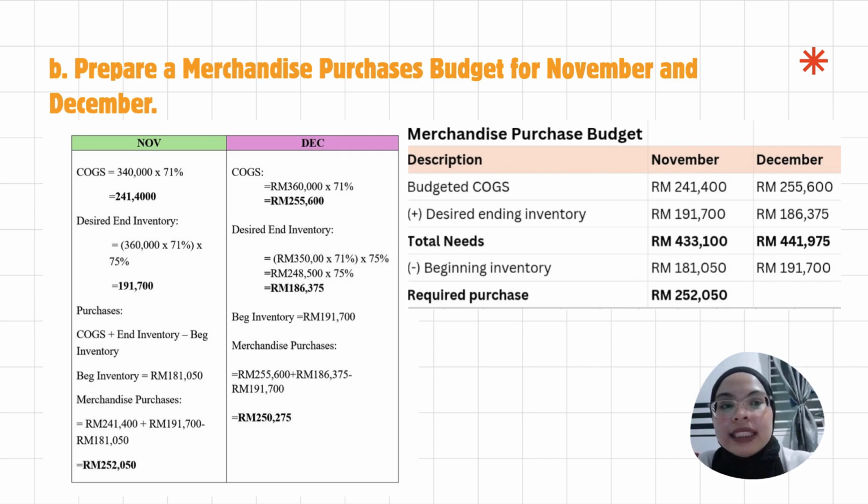Why do we add the desired ending inventory and then subtract the beginning inventory? We add the desired ending inventory because the company wants to keep enough stock for the next month. We subtract the beginning inventory because that inventory is already available, so it does not need to be purchased again.